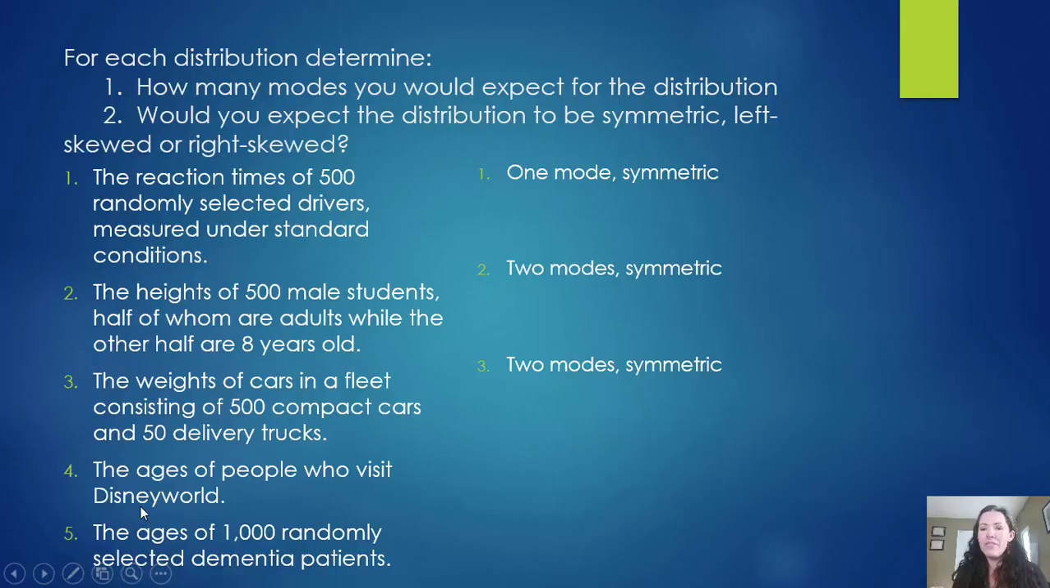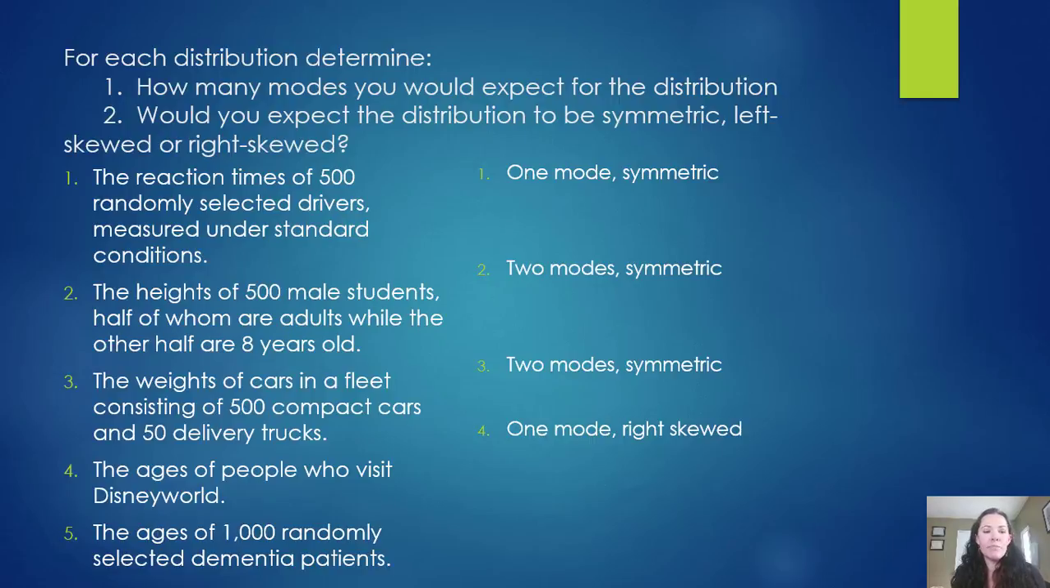Number 4, the ages of people who visit Disney World. I always get an argument about this, but I'm going to say why I say it's one mode and right skewed. I say it's one mode because most of the people visiting Disney World, you'd think, are probably younger. Most of them are kids and that sort of thing. So I would think most of the people would be on the left because those are the smaller ages, and then to the right would be the higher ages. People that are over 60 are probably not visiting Disney World, so it levels off as you get older. But some people argue with me that all types of people visit Disney World, so I don't know. I think it's one mode and right skewed just because you have a lot of younger people visiting.